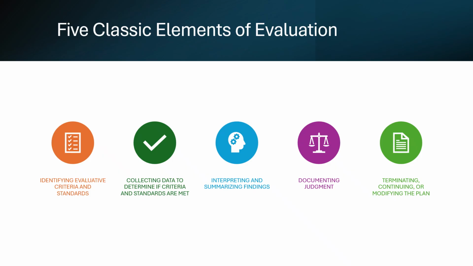You need to start by knowing what success looks like. These criteria are the expected patient outcomes you defined during the planning phase. They're your roadmap for measuring progress. The second element is collect data. You gather information to determine whether those outcomes are being met. This includes observations, assessments, and patient feedback.